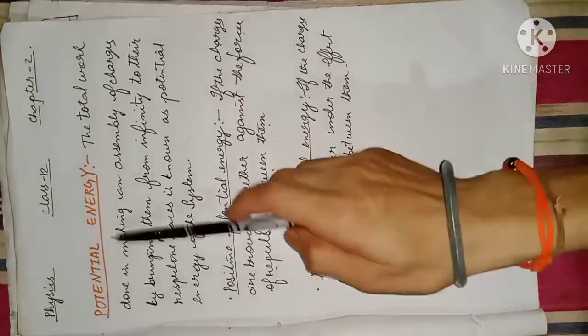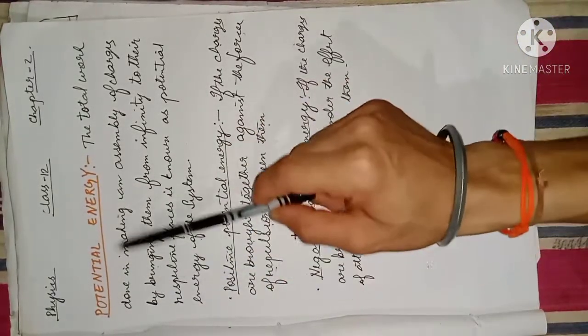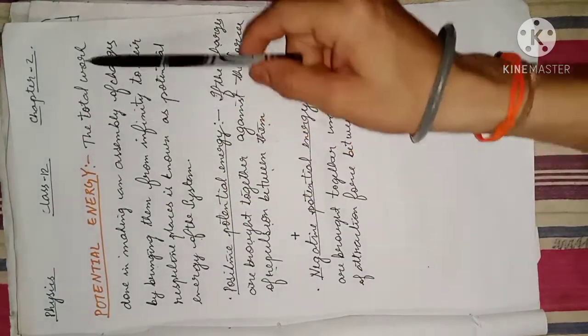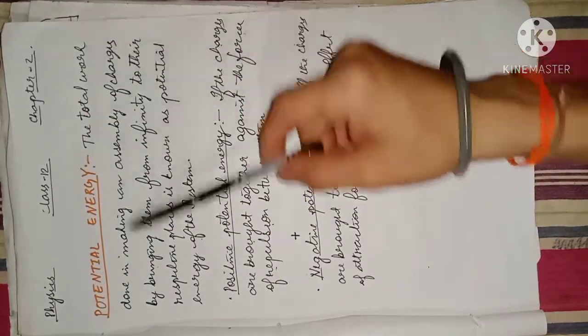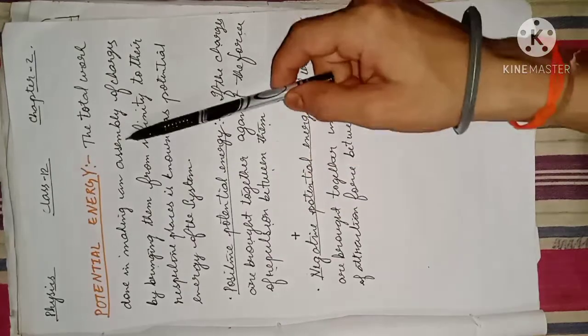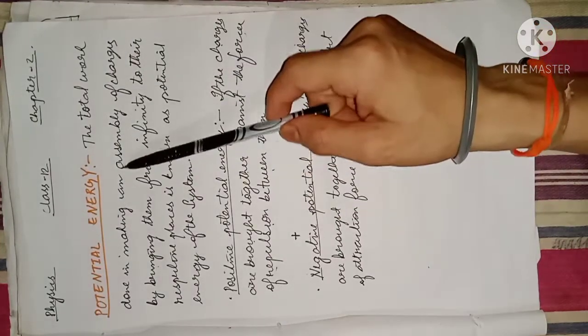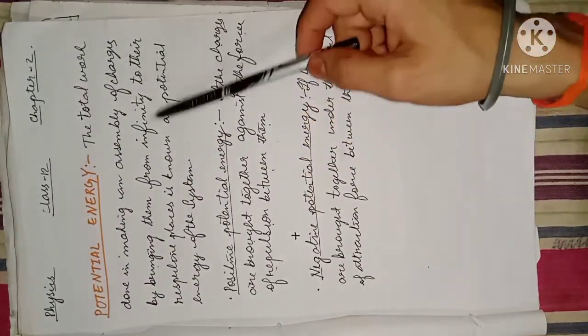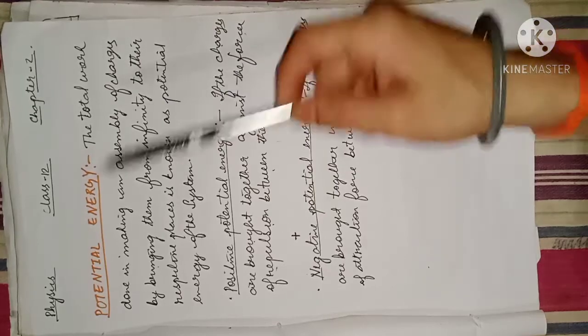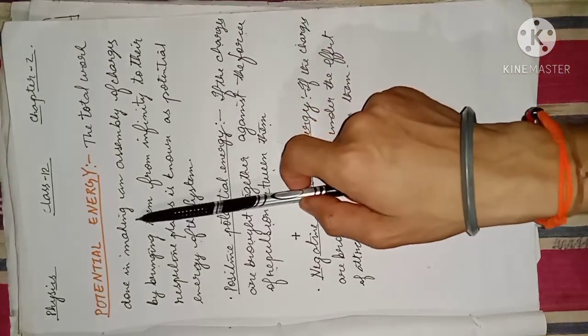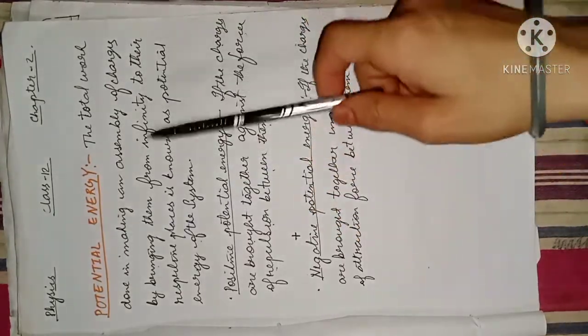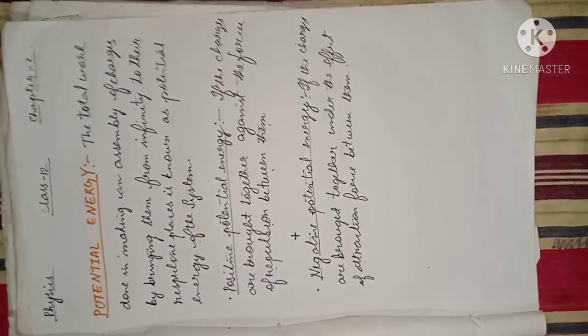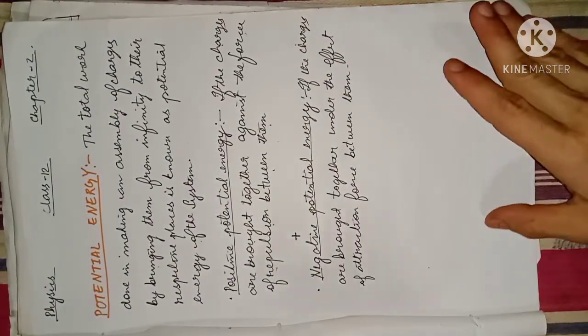Before that, you must be clear about the concept of potential energy. See, potential energy means what? Total work done in making an assembly of charges. That means we are bringing the charges from infinity to the point B. We will learn about the potential energy of a single charge in this video. So let us prove the potential energy of a single charge.